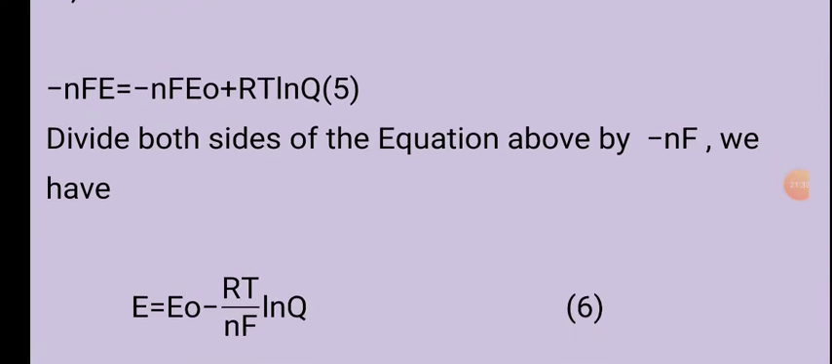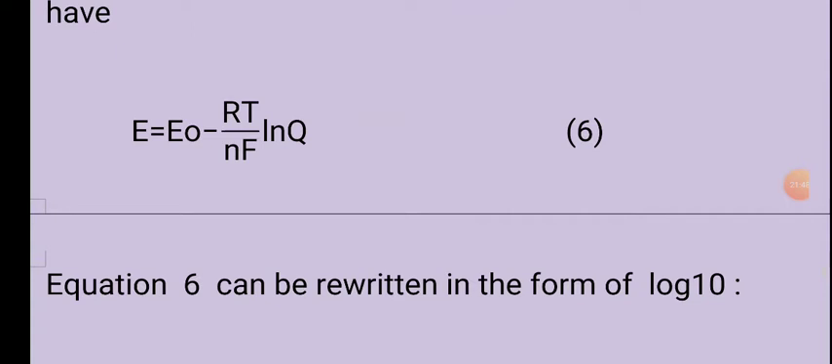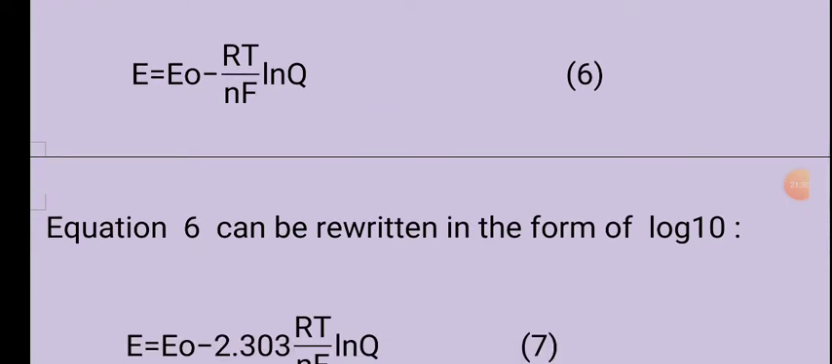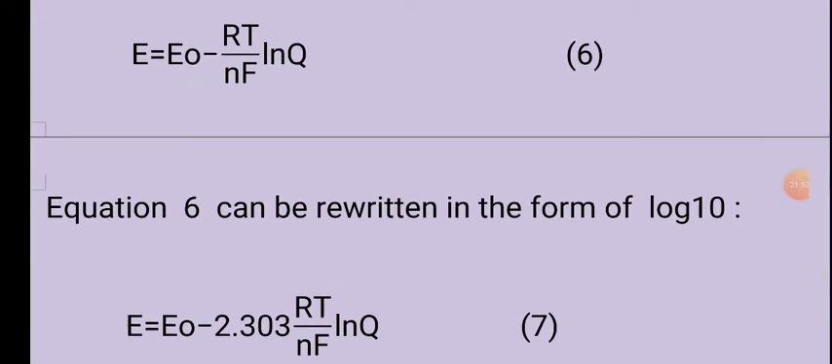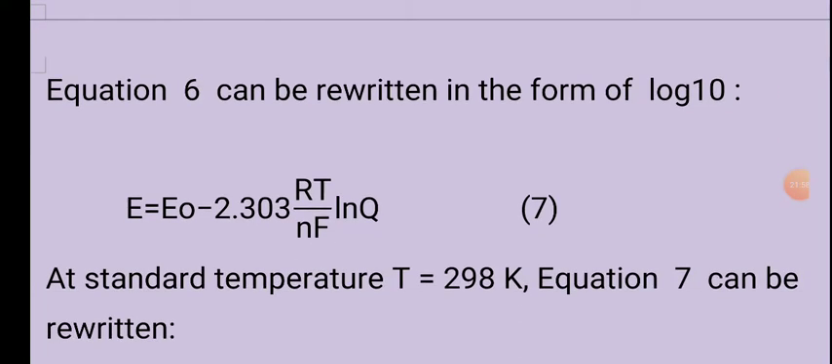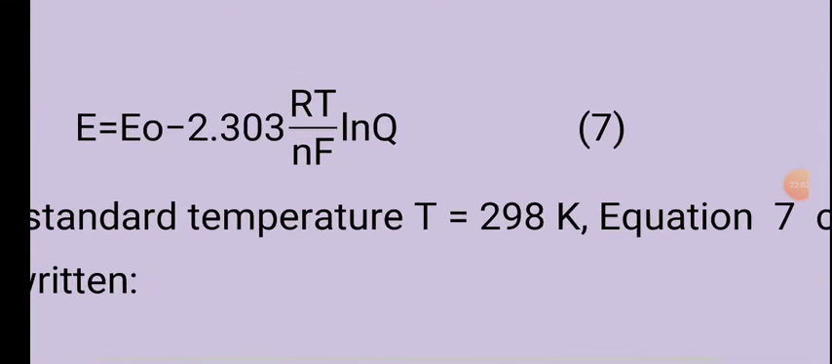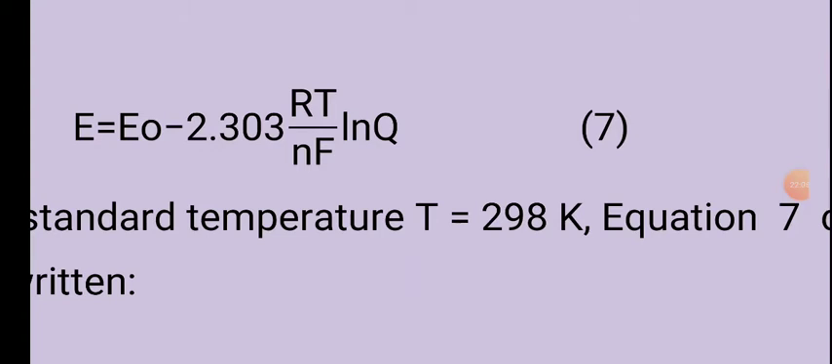Now dividing both sides by minus nF, we get an equation that is E equal to E0 minus RT by nF ln Q. Now if you convert the ln to log base 10, the equation becomes like this. There is a mistake, it will not be ln, it will be log 10. So E equal to E0 minus 2.303 RT by nF log Q, not ln Q.